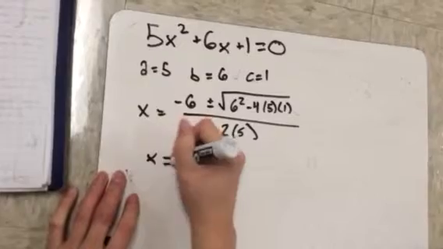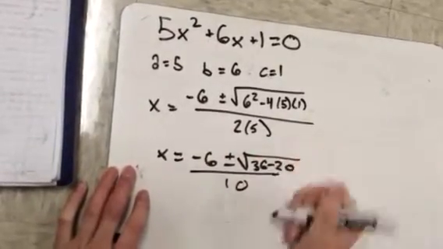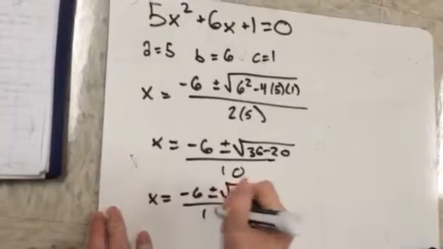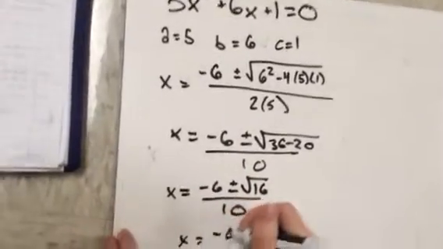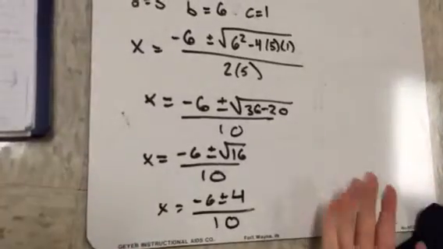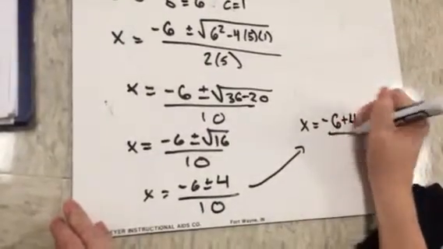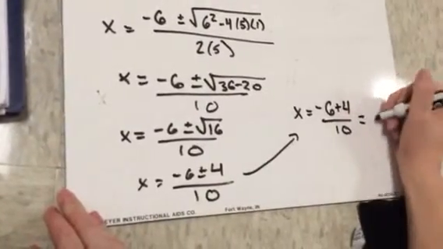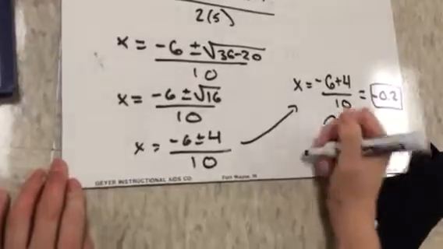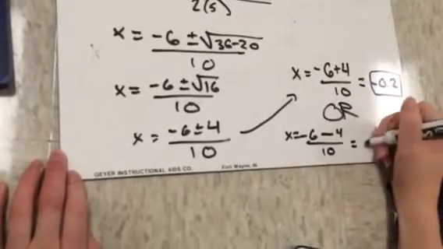So we simplify this. x equals negative 6 plus or minus the square root of 36 minus 20, divided by 10. And that simplifies further to x equals negative 6 plus or minus the square root of 16, divided by 10. The square root of 16 is 4. So x equals negative 6 plus or minus 4, divided by 10. Now, since it's plus or minus, this is where the 2 solutions come in. We either have x equals negative 6 plus 4 divided by 10, which simplifies down to negative 0.2. Or, and this is really important, there's a second solution here. It can be x equals negative 6 minus 4 divided by 10. And that gives you the solution of negative 1.